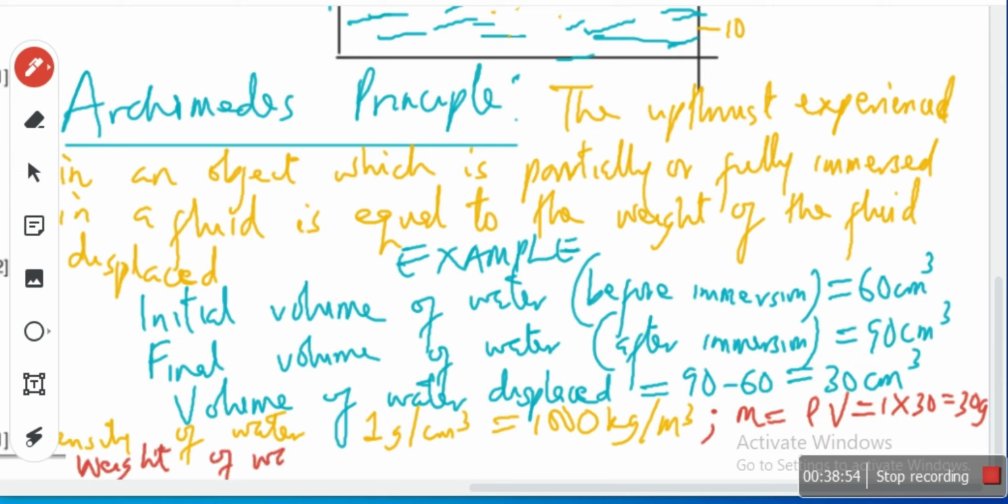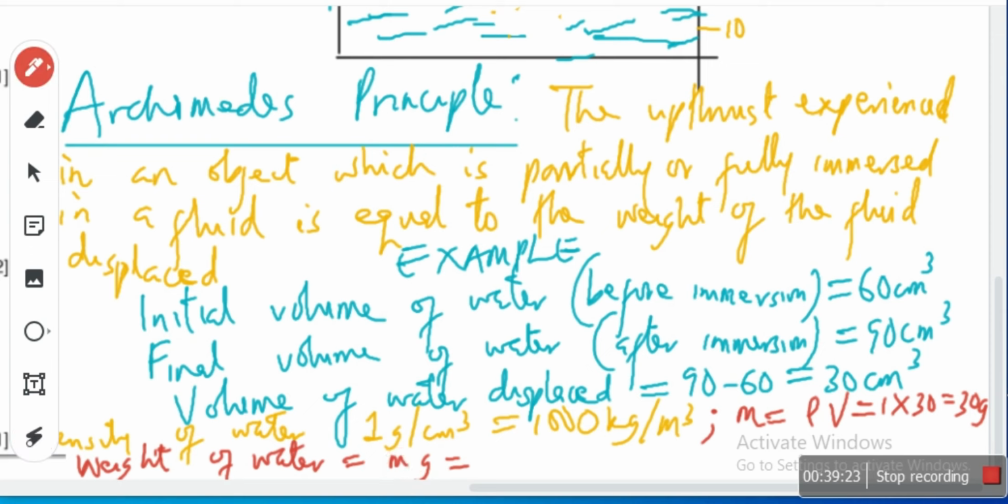Weight of water. It is mg now, is it not? Mass times g. And you need to be very careful. This 30 is in grams, so you need to change to kilograms. Anytime you are finding weight, please take note of what I said: this mass is in grams, and you need to change it to kilograms before you multiply by g.